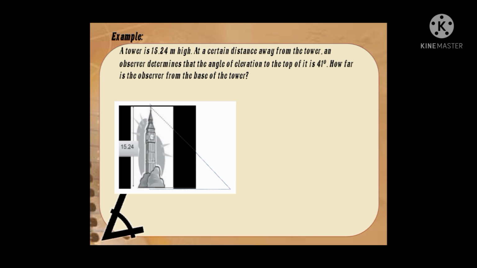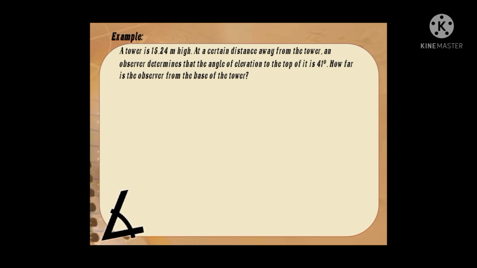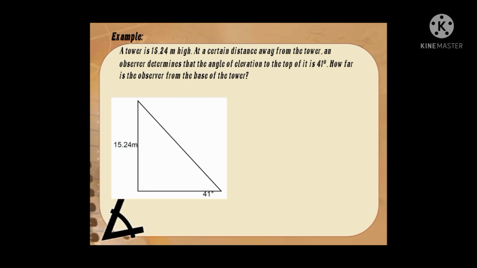Here's an illustration to this problem. We have the tower, which is 15.24 meters high. And if it will be illustrated using a right triangle, here's how it looks. We have here this side, which is the tower that is 15.24 meters high, and the angle of elevation, which was determined by the observer going to the top of the tower, which is 41 degrees. So this will be our angle theta. We have to determine the distance of the observer from the base of the tower. So this adjacent side here is the unknown, or x.